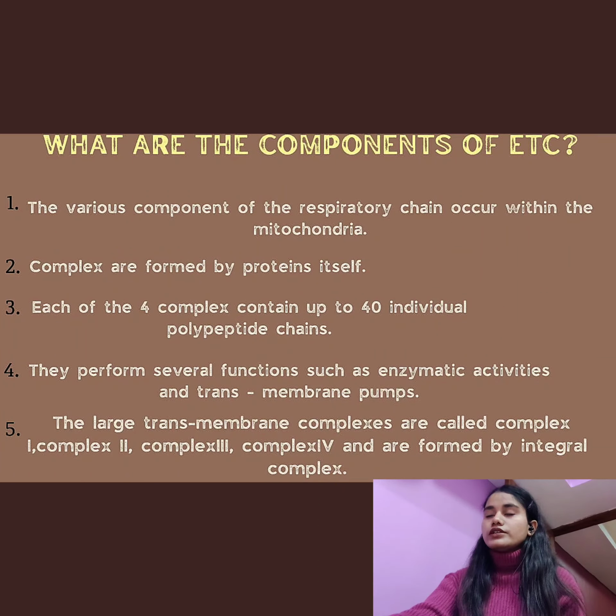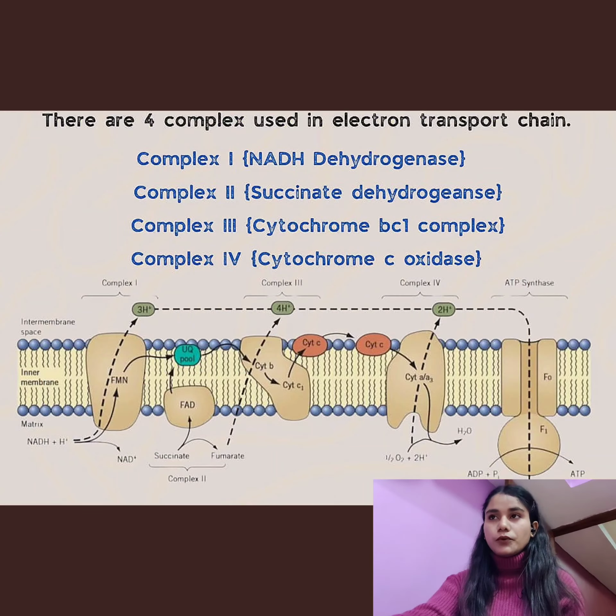What are the components of ETC? The various components of the respiratory chain occur within the mitochondria. Complexes are formed by proteins. Each of the four complexes contains up to 40 individual polypeptide chains. They perform several functions such as enzymatic activities and transmembrane forms. The large transmembrane complexes are called complex 1, complex 2, complex 3, and complex 4. There are four complexes used in the electron transport chain.